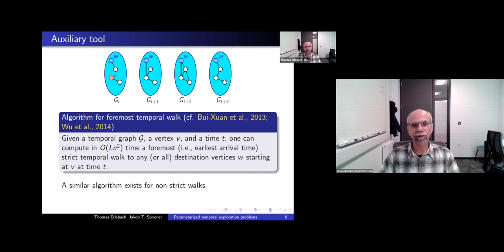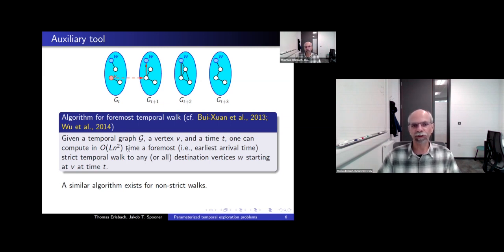And just some auxiliary result that we'll use several times is about the problem if you are at vertex v at time t and you want to get as quickly as possible to some other vertex w. So that means you want to find the foremost temporal walk to get from v at time t to some other vertex, or maybe even to all other vertices. Maybe for all other vertices, you want to know what's the fastest way to get there. So in the example above here, the fastest way to get from v to w would be to wait for 1 time step at v and then use this edge from v to w at time t plus 1.